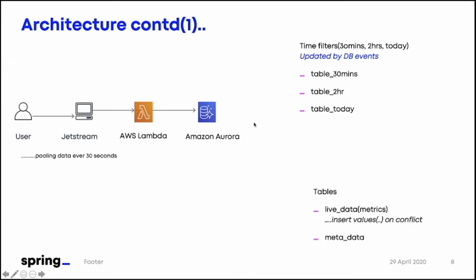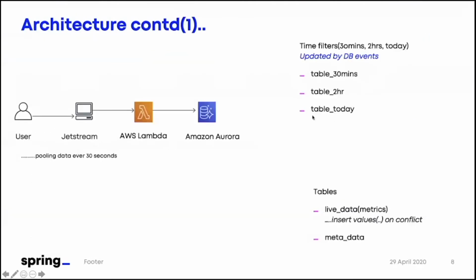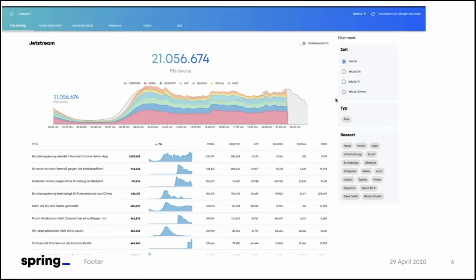So one of the first things we felt we could do, rather than having to do some joins on the live data and the metrics, because one of the major things we're trying to do is to provide spark lines. So each article wants to have a spark line, so you can get a tale of how the article has been performing over time from when it was published. So we thought about having some cache tables here. So tables for 30 minutes, tables for 2 hours, tables for today, which were the initial filters that we had, which is right here.